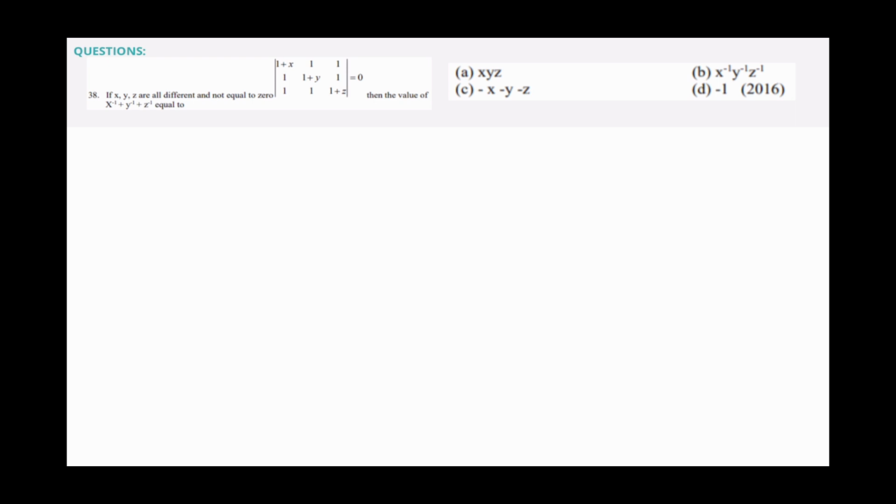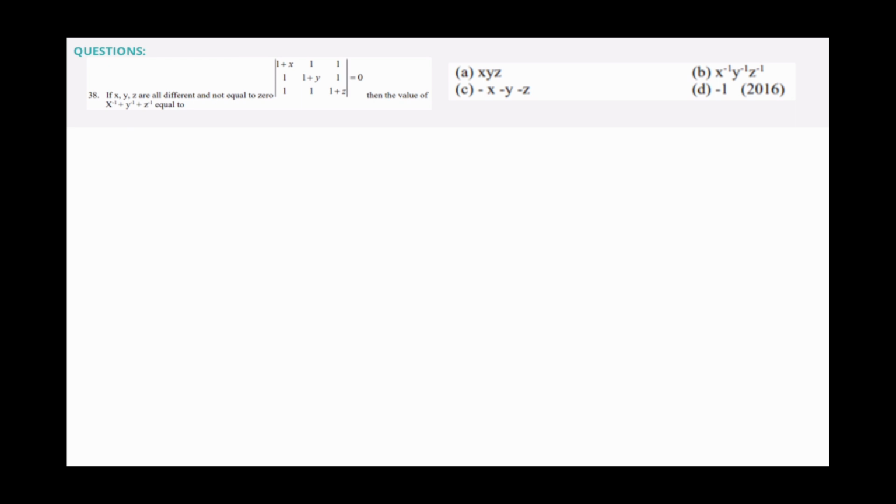Okay. Let's see the next question, question number 38. Now in question number 38, what they have given is that x, y, z are all different and not equal to 0. Then this whole determinant is equal to 0. Then we have to find the value of 1 by x plus 1 by y plus 1 by z. This is the question they have asked us.